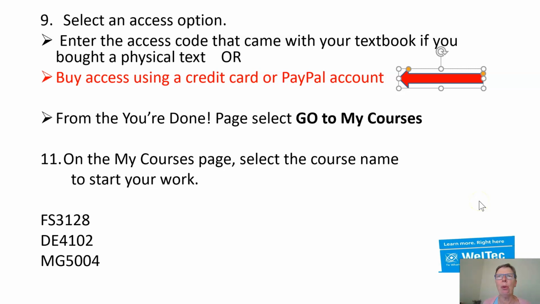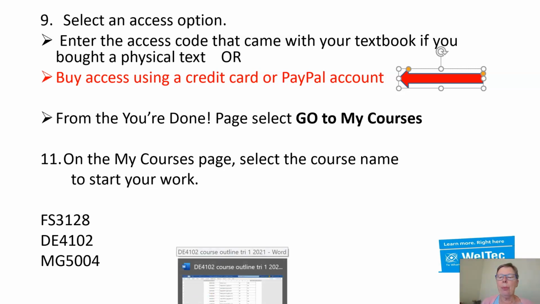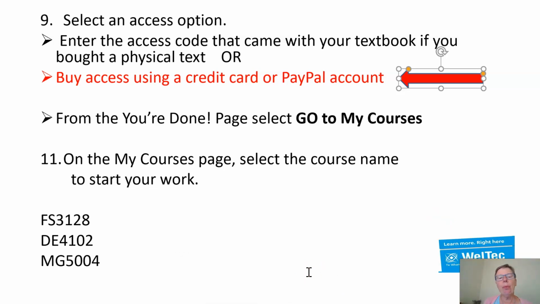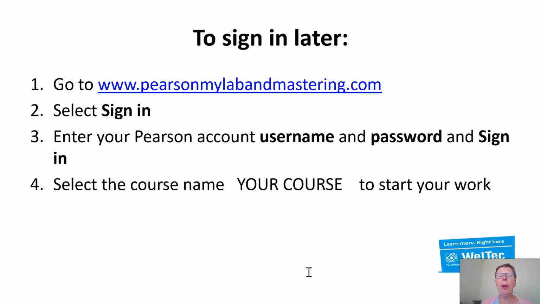You can use a PayPal account, though I've not actually had anybody use a PayPal account, but apparently you can. Then you're done. All right, so you've now paid for it. Once you've done that, you can select go to my courses, and for you in DE4102, then you will be going to there and you start work. Later on, you can just go to the same URL, sign in, hit sign in, and then use your username and your password, and then find the course DE4102 and start your work. Okay.